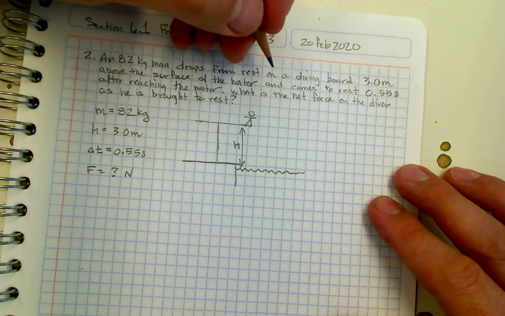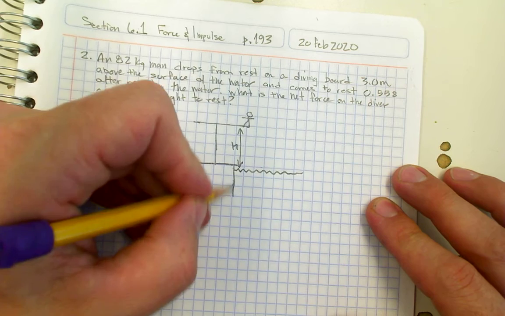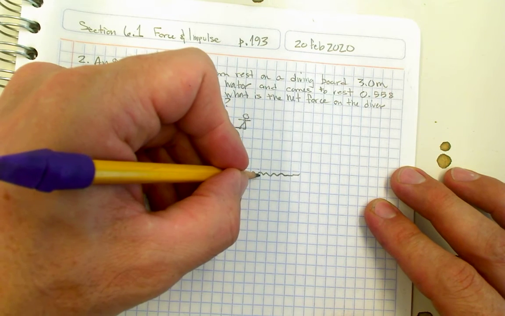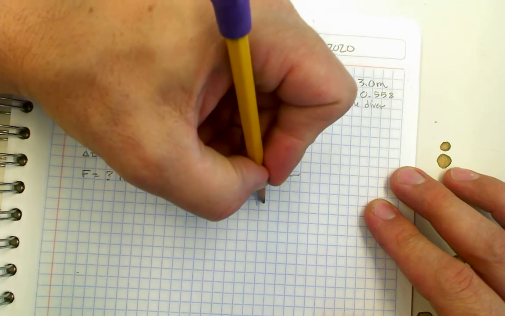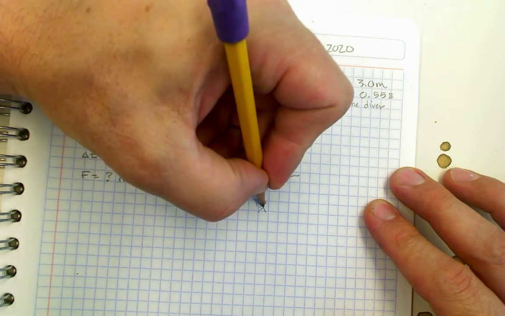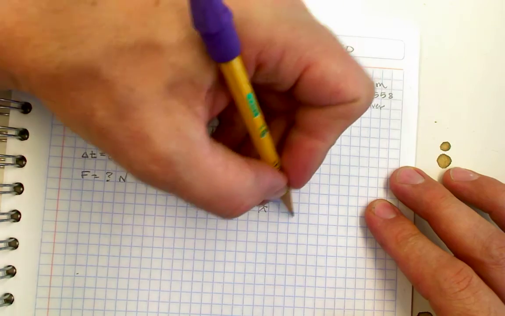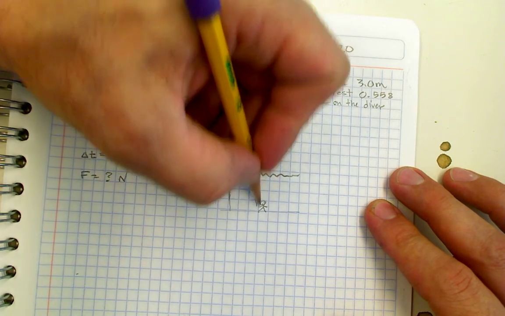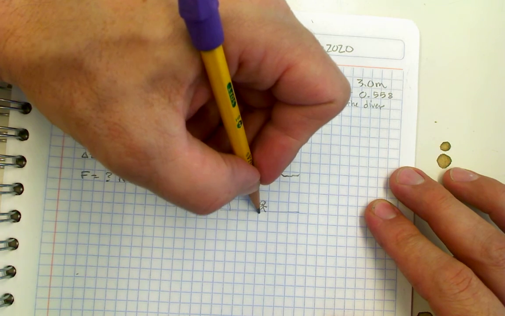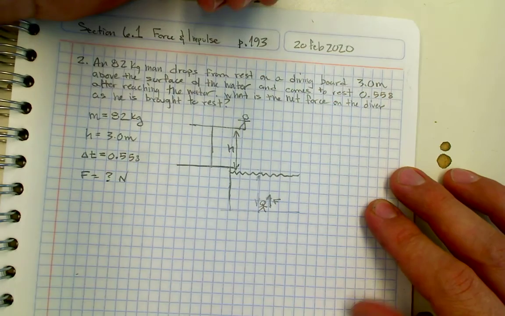I'll just label it H. And once he hits the water, he's going to be slowing down. And when he's down here, we know that he's at rest. Because we're really interested in what's happening from here to here, because that's when the force is actually acting on him to slow him down, the force that we're looking for.